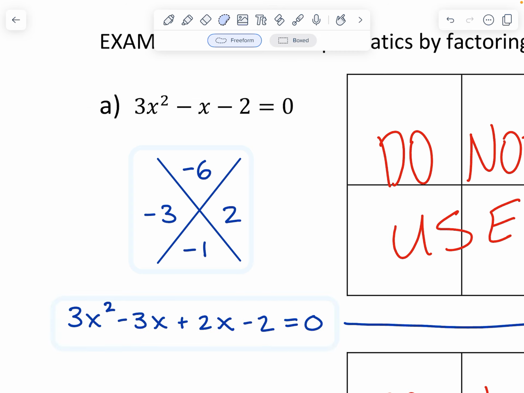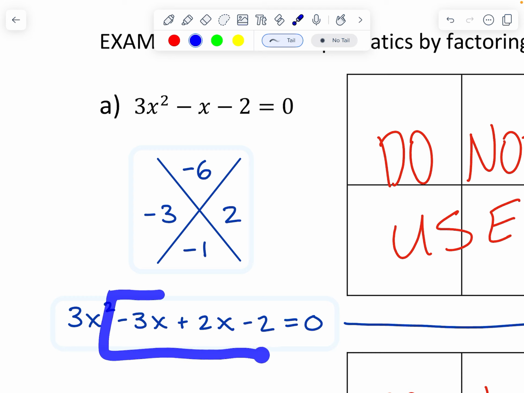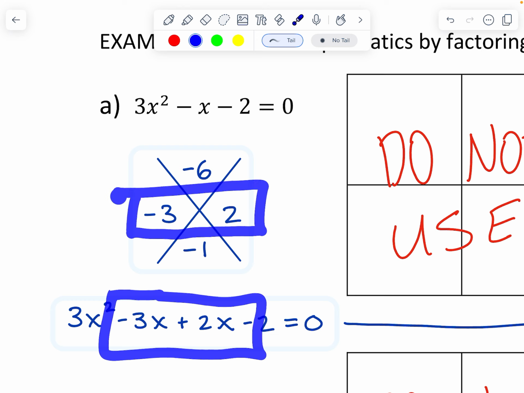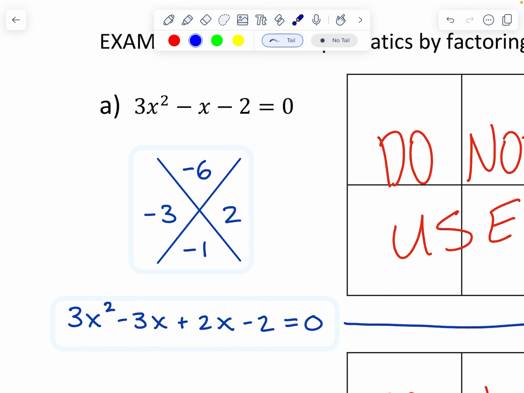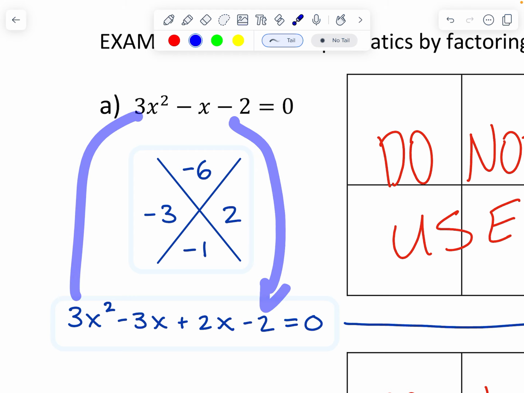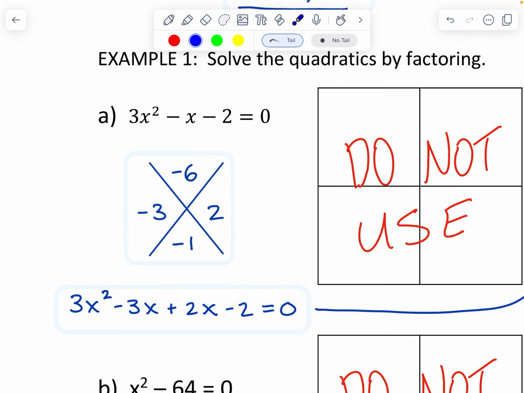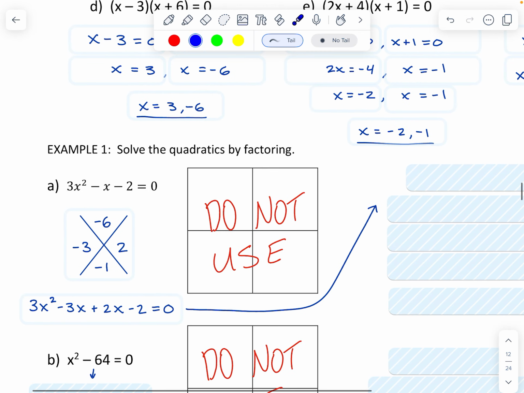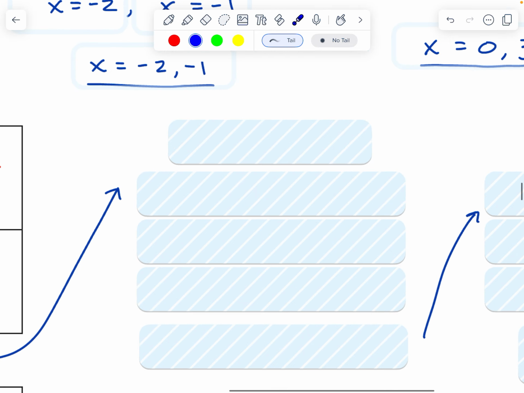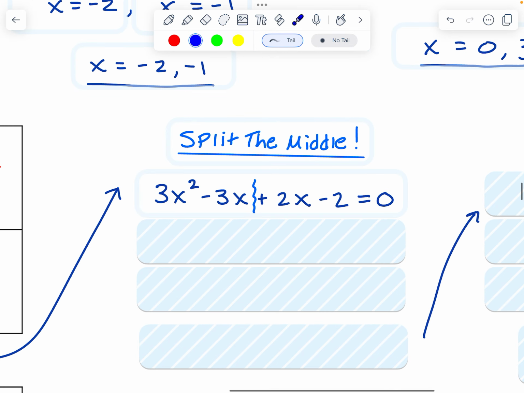I do that so that I can rewrite my equation. I can rewrite my quadratic as 3x squared minus 3x plus 2x, right? This minus 3x plus 2x is coming from these two numbers right here. Your a stays the same, your c stays the same, and we're setting equal to 0. From here, now we move to split the middle. I'm going to cut my equation in half and create two binomials. 3x squared minus 3x, 2x minus 2.